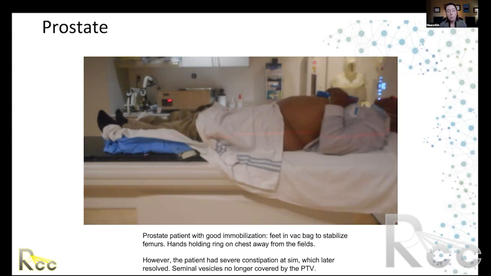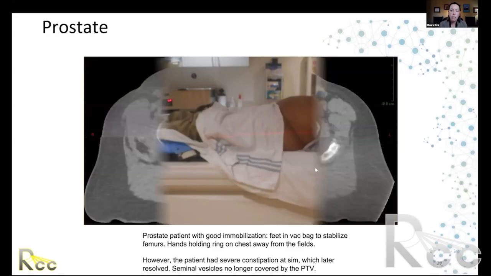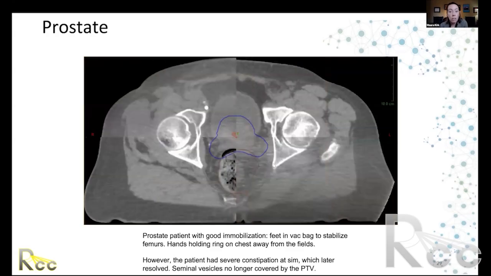So this is a point where cone beam imaging and on-treatment imaging can be really helpful to tell you, even though you have great immobilization outside the patient, you need to keep an eye on what's going on internally as well, such as bladder filling, rectal filling. You can see a very full rectum here, and then the rectum is empty in the onboard cone beam imaging.